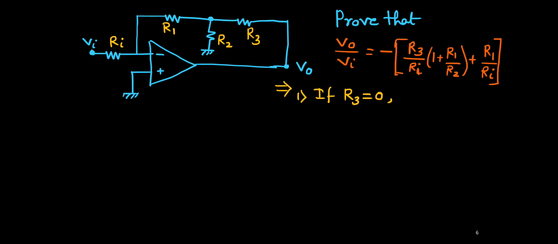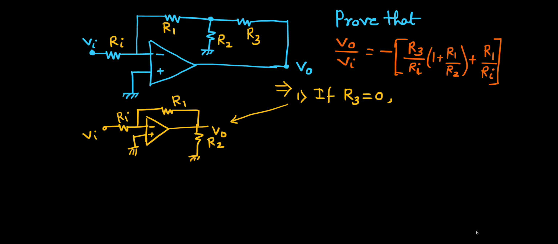Now before going to prove this, I want to see whether this result gives something meaningful or not. First, if we consider R3 equal to 0, R3 equal to 0 means this is a short circuit, it is not there. Then what is the circuit? The reduced circuit is like this, because R3 is not there, it is 0, and R2 is connected at the output end. So this is the circuit, and it looks simply like an inverting amplifier.